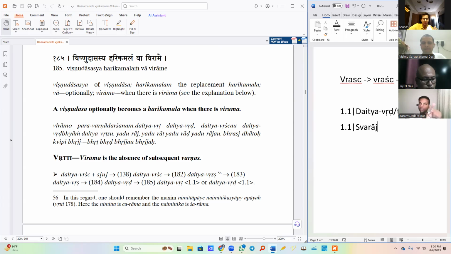And then this Shasho Yaj sutra. Shasho Yaj Braj. So Raj is there, right? So Shasho Raj. So Ja becomes Sha. Then Shasya Do. And then optionally, Yadavas Harikamalam, Vishnu Dasasya Harikamalam Vavirame. So Swarat. So this is how we get Swarat, with the same sutras from Swaraj.